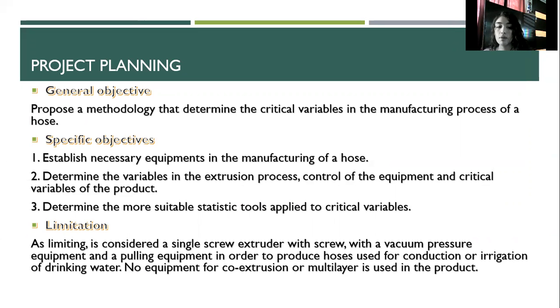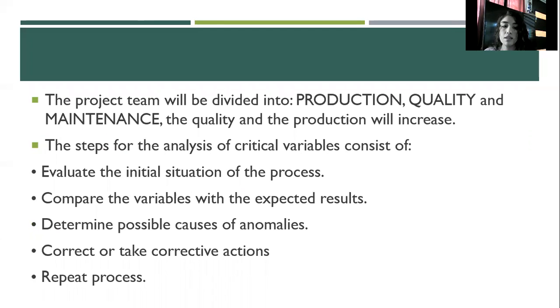Now, the general objective is a proposed methodology that determines the critical variables in the manufacturing process of a hose. The specific objectives establish necessary equipment in the manufacturing of a hose. Well, there are the specific objectives to know specifically what is going to be made, and the limitation is the actual extruder that we have. So the project team will be divided in production, quality, and maintenance.